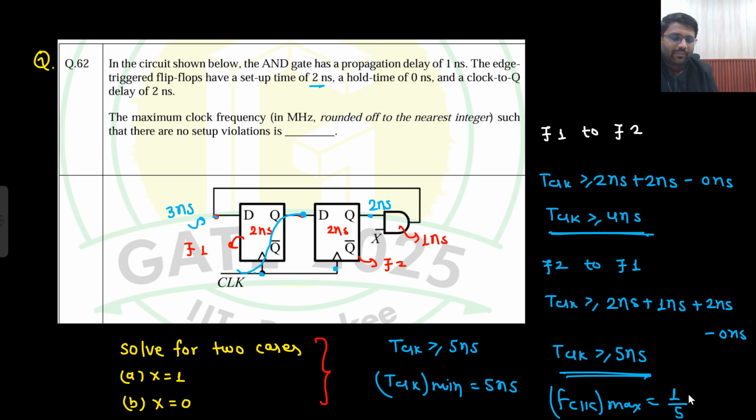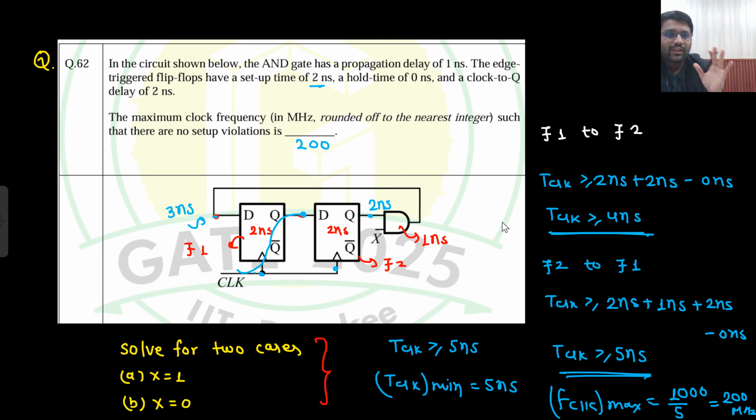Okay. 1 by 5 nanosecond means this would be 1000. So 200 megahertz. This is the answer. So what will be the answer? 200 megahertz. Very straightforward question. Always work from where to where we need to go. Both of the inputs are not fixed.